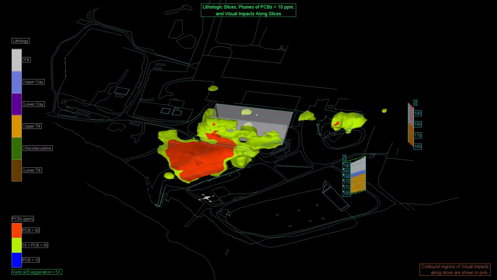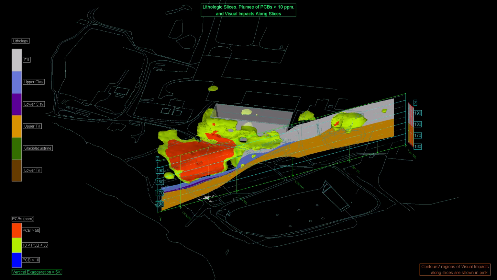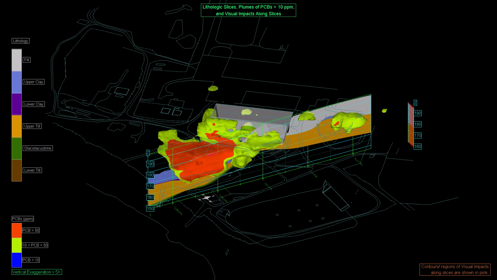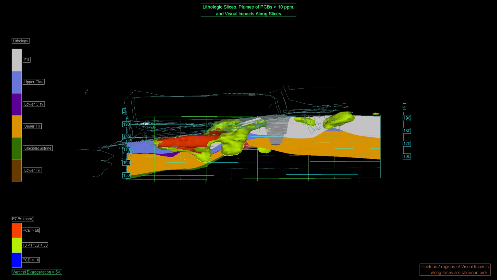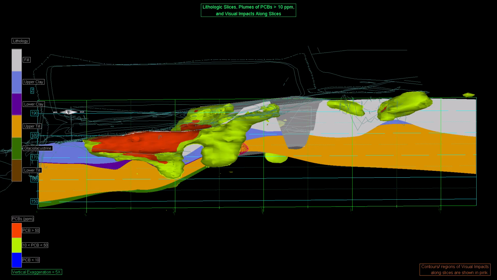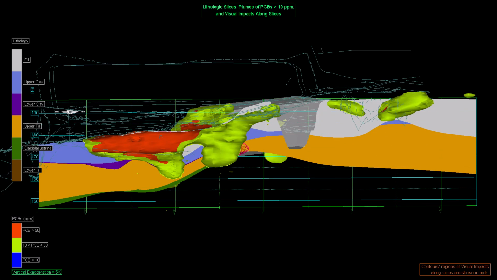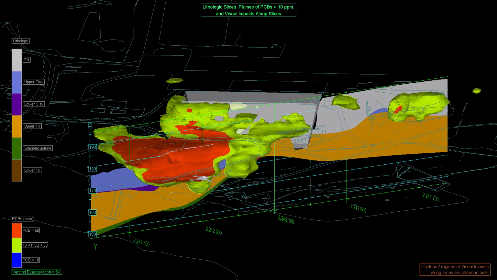Now we put the PCB plumes and visual impact plumes together with the geological slices. These slices can be moved to any X or Y plane desired to allow measurements of elevations or depths of the very complex disconnected plumes of the PCB and visual impacts. Control of the plume distributions by the various lithologic layers can be studied in detail.